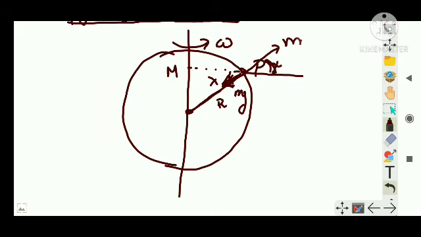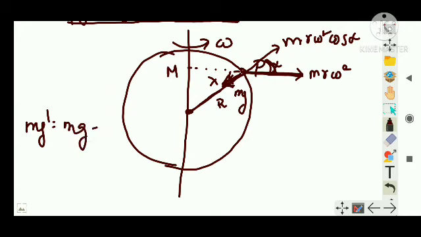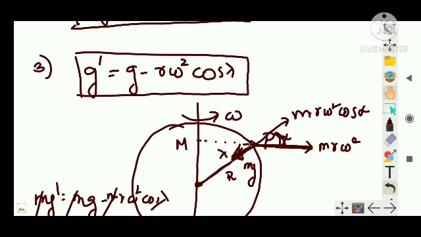Here it is alpha, so it is m r omega square cos alpha in this section. In this section he will be experiencing m r omega square. He will be perpendicularly thrown out, right? So here you can write mg dash is equal to, that is the force actually he is feeling, is equal to mg minus m r omega square cos alpha. You can cancel m. That's why you got the expression g dash is equal to g minus r omega square cos alpha. Clear? It's very easy.